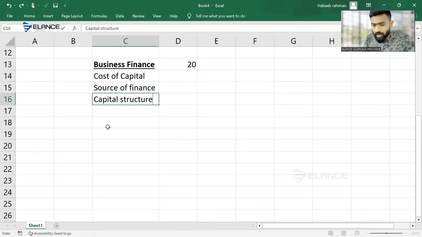capital structure theory. Everyone, please try not to write on the screen. You have the opportunity to annotate on the screen, but please don't do that, for the smooth conduct of this live session. If you are not able to follow anything, you can ask your doubts in the chat box.